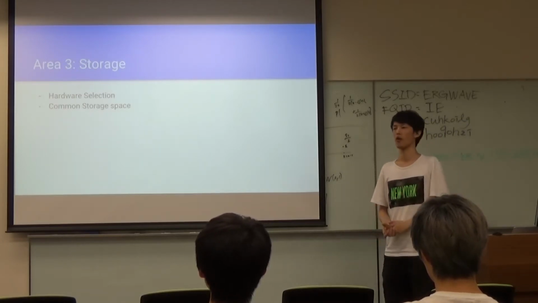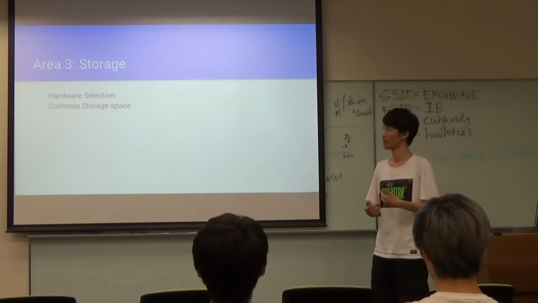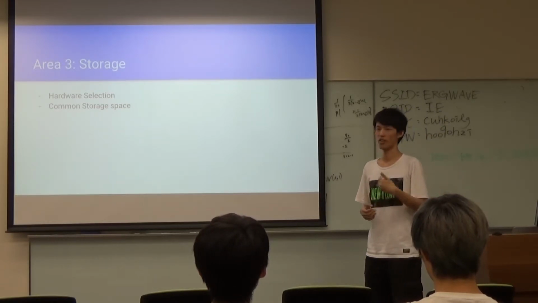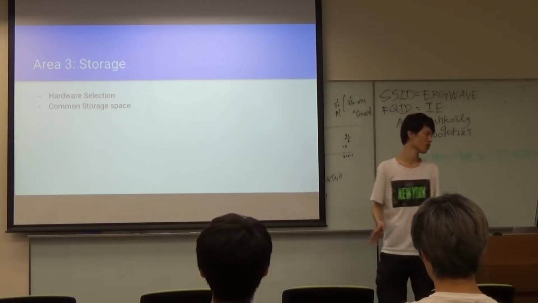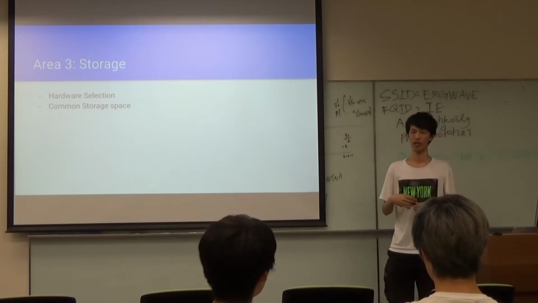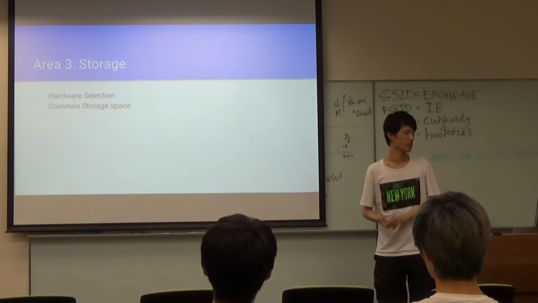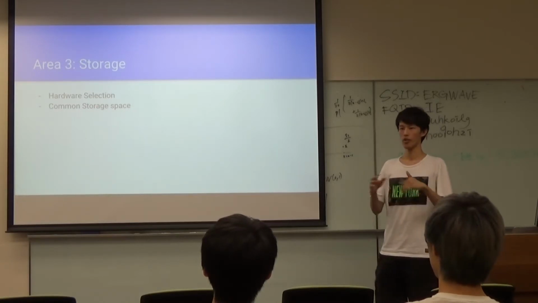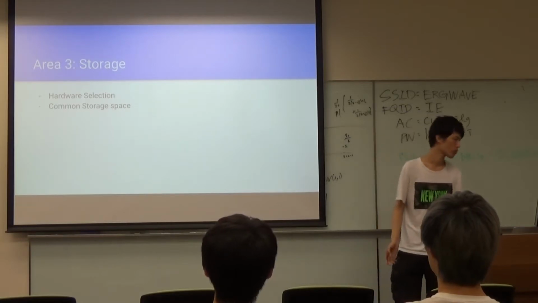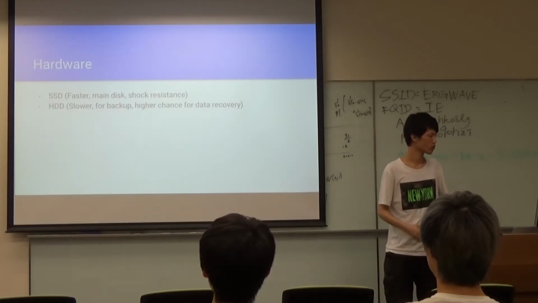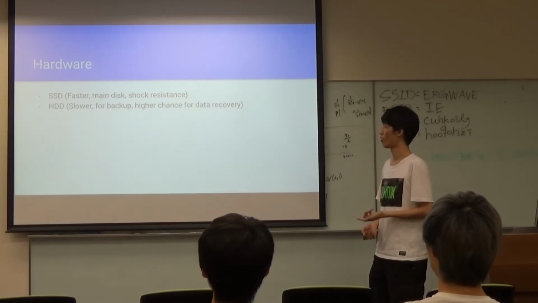So after talking about interconnection, let's talk about storage. The storage part is, I think, one of the easiest things inside a cluster, at least in a group of only several computers. So the two things are that you need to select your hardware, and in your cluster you need to have a common storage space to store your files. These are the two things you would choose: maybe SSD or maybe hard disk.